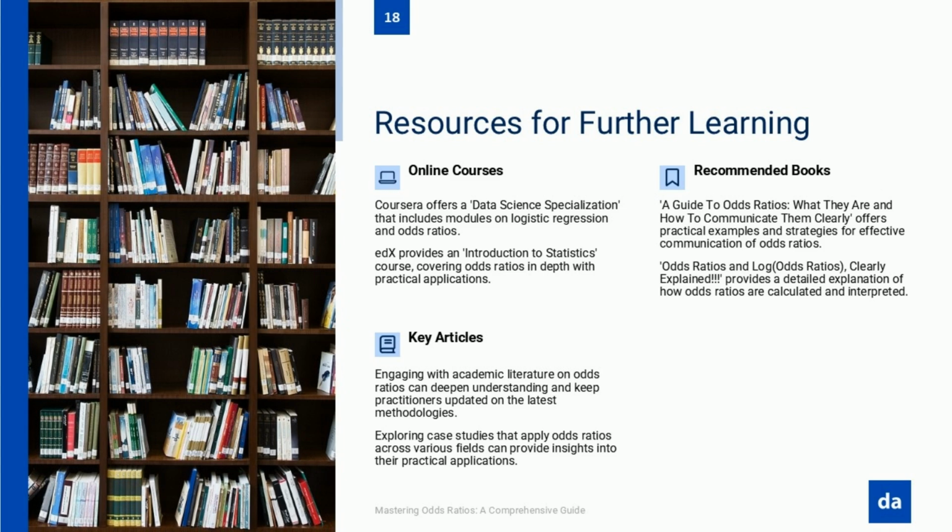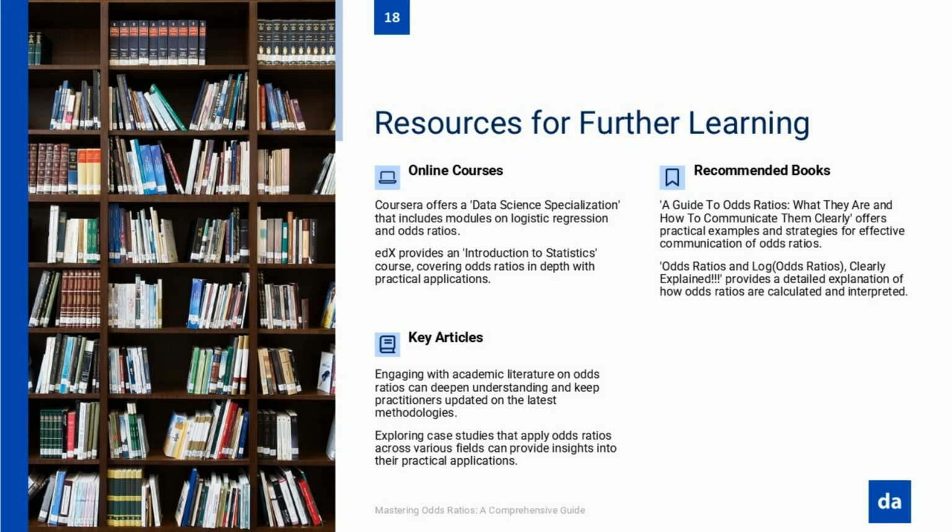To stay current with the latest developments in statistical methods, including odds ratio analysis, consider engaging with professional organizations. The American Statistical Association, ASA, and the Royal Statistical Society, RSS, regularly host conferences and workshops that cover advanced statistical techniques. These events not only provide access to cutting-edge research, but also offer valuable networking opportunities with experts in the field.